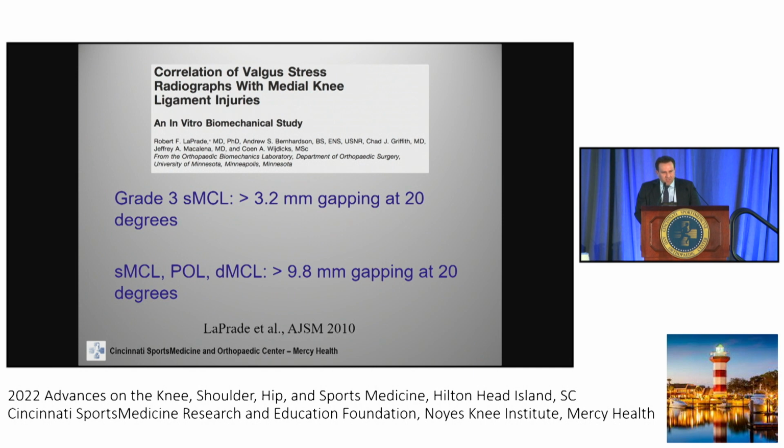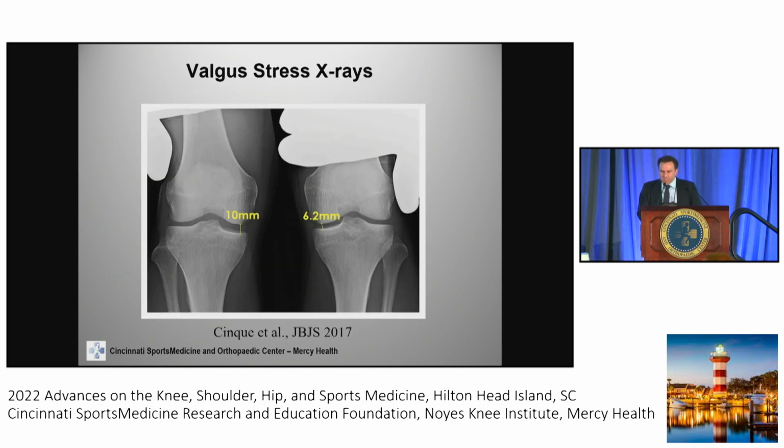As a result of the subjectivity with some of these historic tests and classifications, Rob LaPrade put together a biomechanical study looking at valgus stress tests. So it's x-rays that are performed with the manual stress to the knee and determining how much gapping occurs. And the conclusion of the paper was that grade 3 superficial MCL injuries resulted in greater than 3.2 millimeters of gapping, while higher severity injuries, including posterior oblique ligament and deep MCL, resulted in gapping of greater than 9.8 millimeters. And this is an x-ray depiction of how that exam is done and what that looks like.